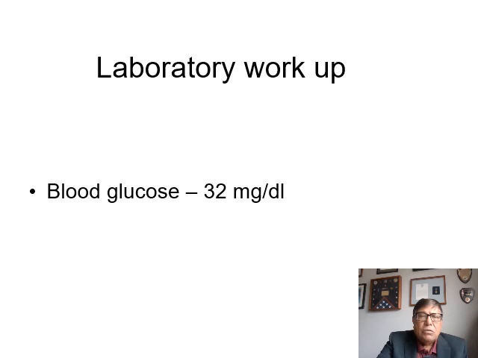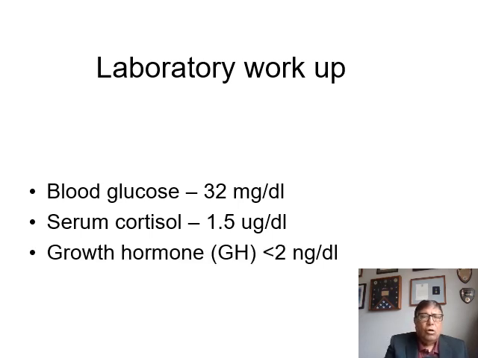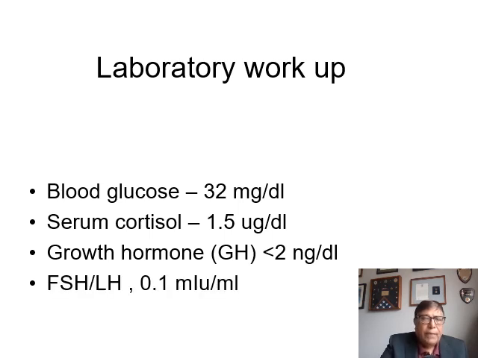Okay, so now let's go ahead and do some laboratory work in this case. Random blood glucose was 32 milligram per dl, and a serum cortisol at the time of that low blood sugar was 1.5. We did a growth hormone also, which is less than 2 nanogram per ml. FSH is suppressed, very low.